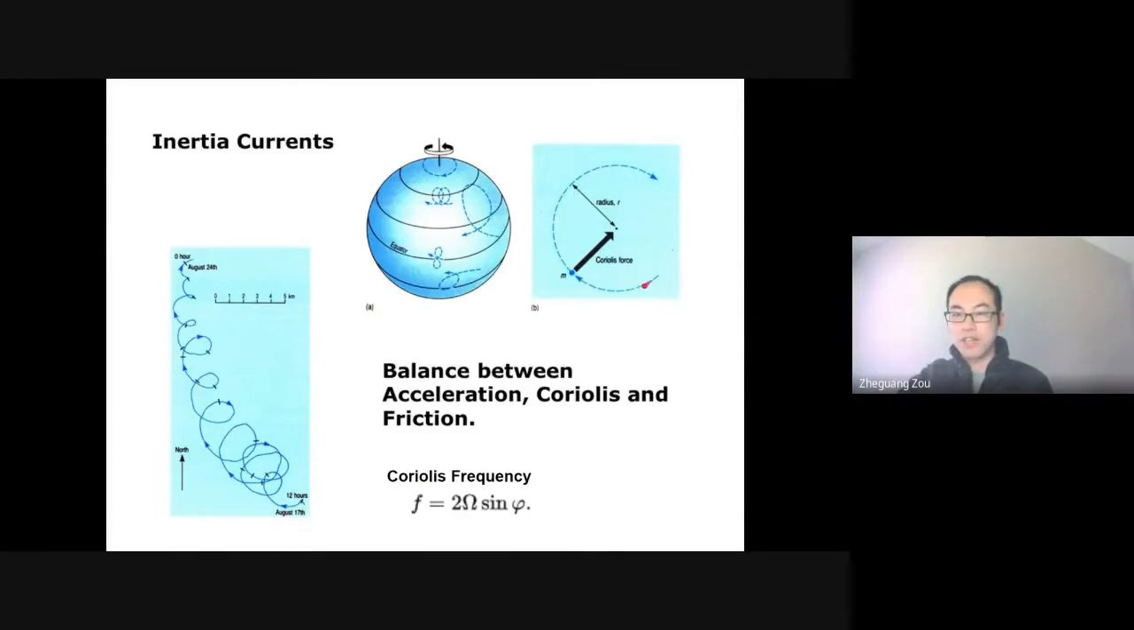So as you travel this way, the Coriolis force is to your right, so it brings you back, and then as you travel this way, it deflects you this way. So over a long distance, it forms a nice circle. This is called inertial motion, or in the currents, we call it inertial currents. Fundamentally, it's due to the Coriolis force, acting a bit like a centrifugal force.